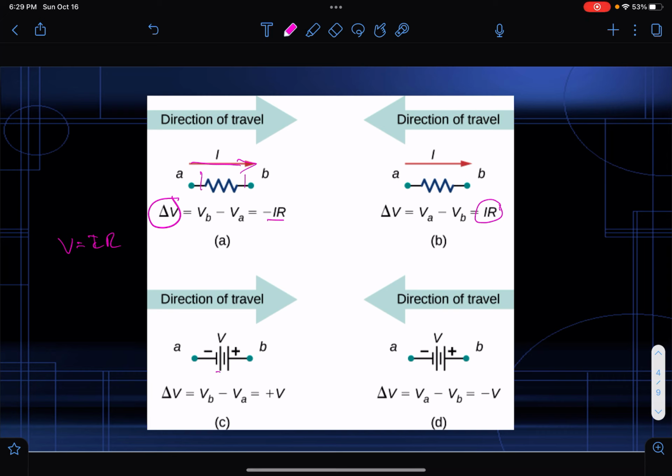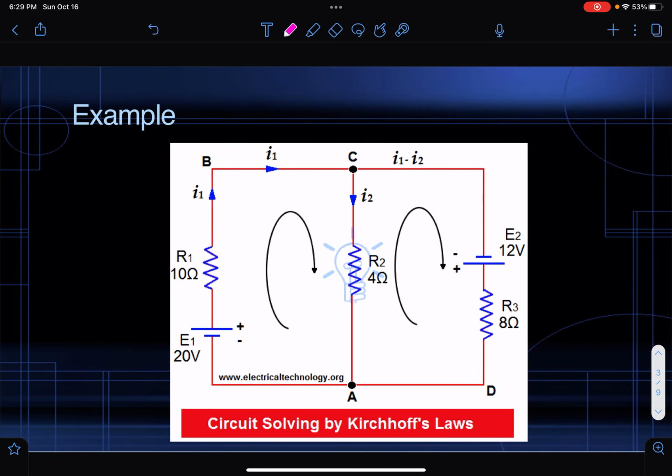The opposite applies to the direction of travel through a battery. If we're going through the battery in this direction, we have a positive. If it's going the opposite direction, we end up with a negative. This will make sense as we analyze them. I'm going to go back to this slide here.